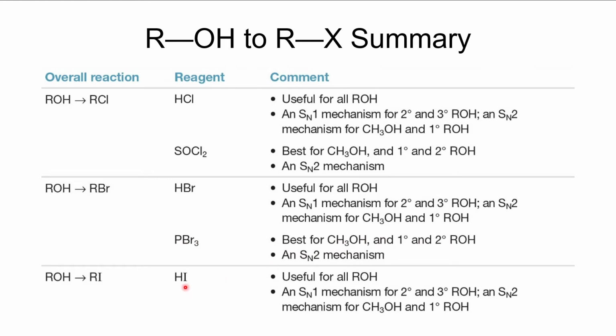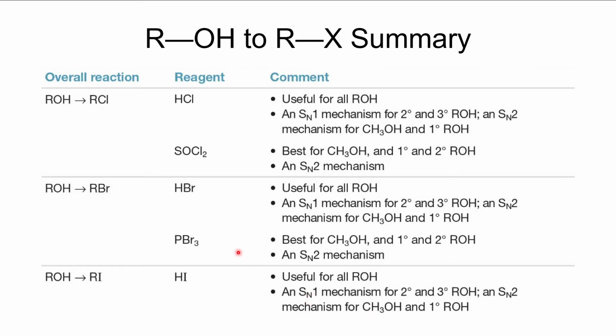For iodine, we only have HI as an option. We do not have one that's analogous to the thionyl chloride or the phosphorus tribromide. We don't have some weird iodide compound that will work with that. Again, the bond energies just don't work for it. So we're pretty much stuck with HI.